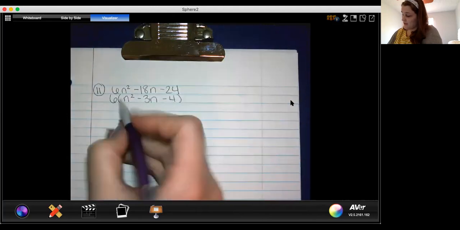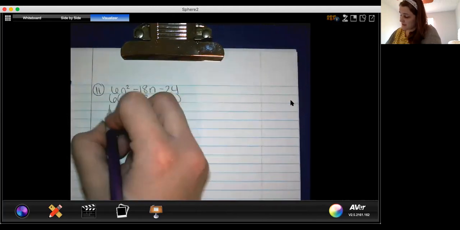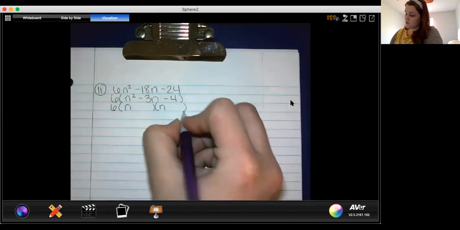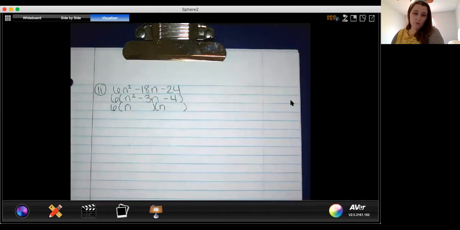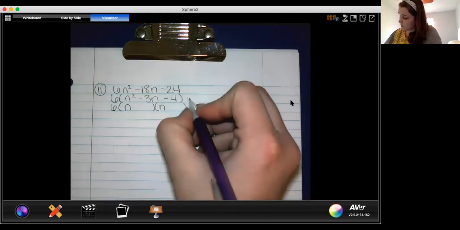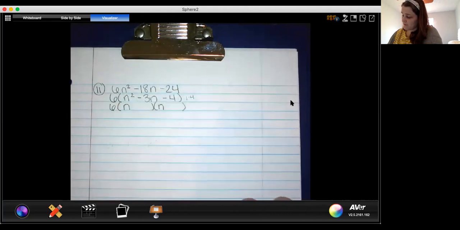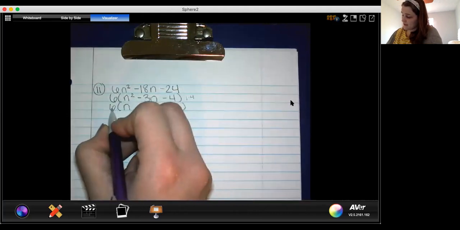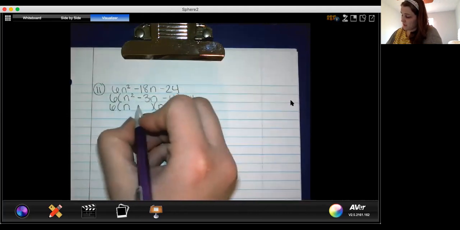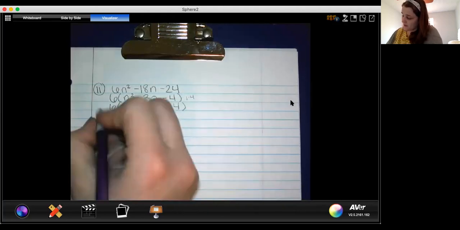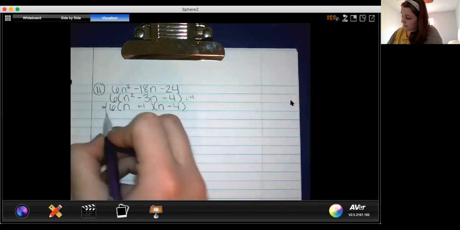Well, then I just have n squared to work with. That 6 still needs to be there, but now I can resort back to my numbers or work from the previous lesson. So now I'm just worried about factors of negative 4 adding to negative 3. So I get 6 times n plus 1, n minus 4. This would be my final answer.